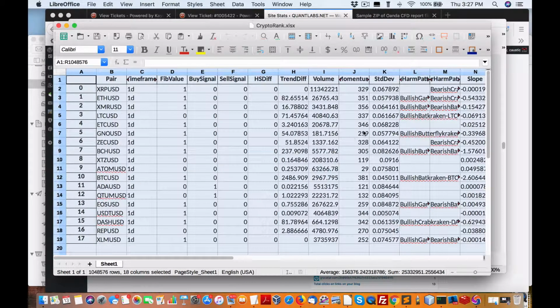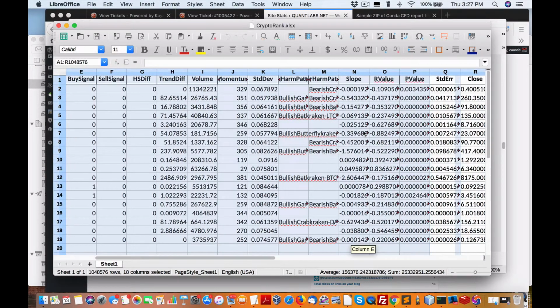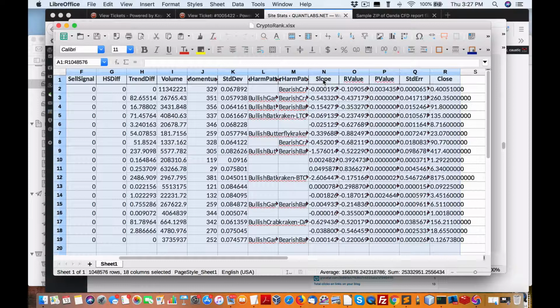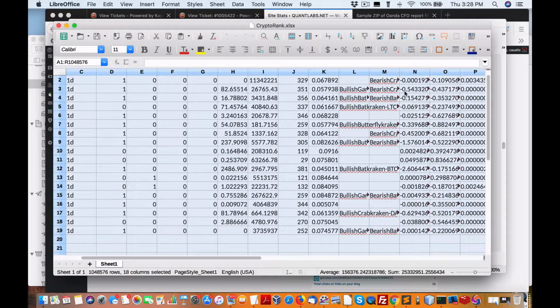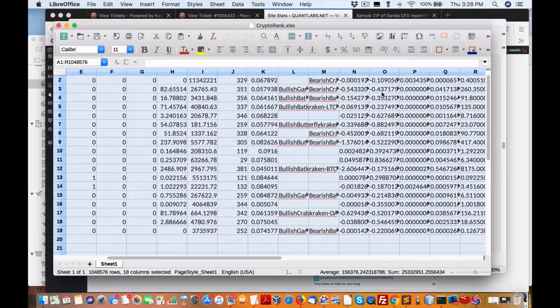With the crypto rank, a couple of things are revealed that we can look at. We can look at slope for long-term performance. Momentum's another gauge. We can also look at the volume. We can also look at standard deviation. So we'll look at those four for now and see which one in the long run gives you better performance.